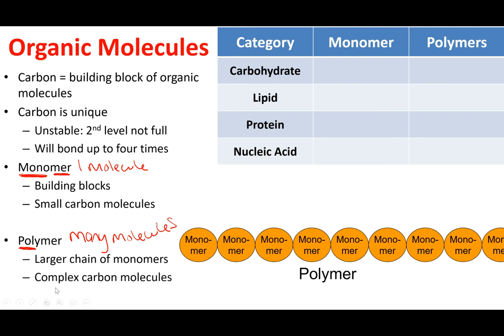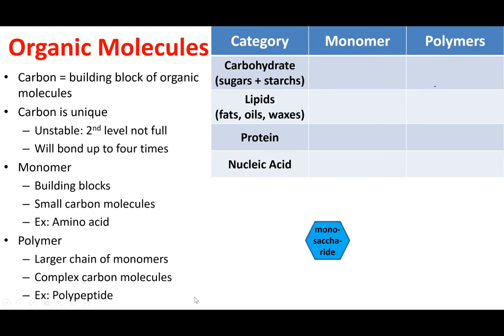These are considered complex carbon molecules. No longer are they small. Now they are complex because you're putting a bunch of them together. So, let's take a look at some examples. Carbohydrates are actually sugars and starches. Lipids are fats, oils, and waxes. And you guys know what proteins are. And you may not know what nucleic acids are, but that's okay.